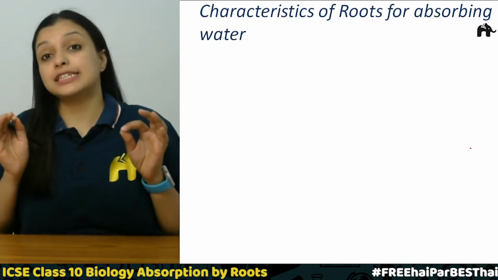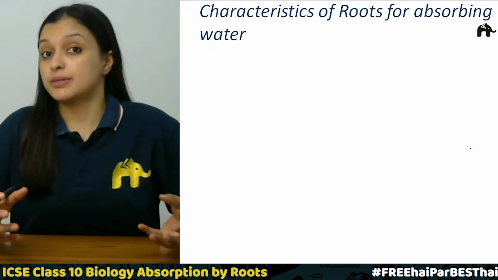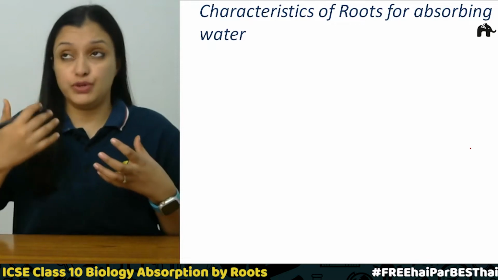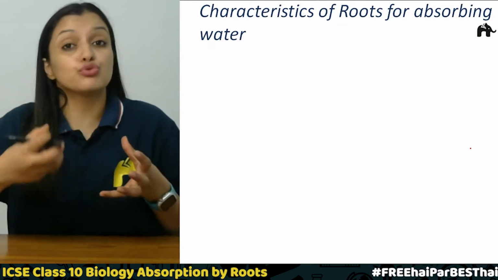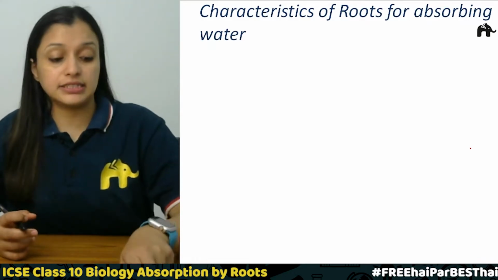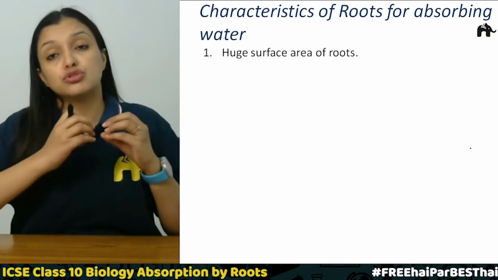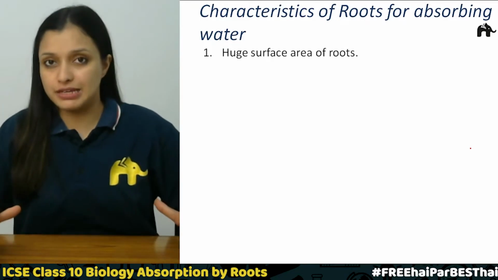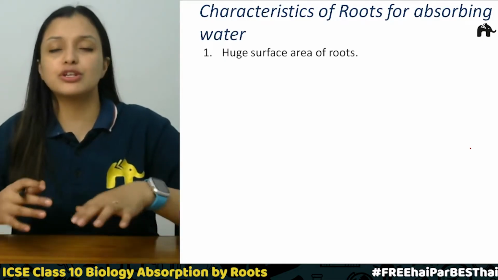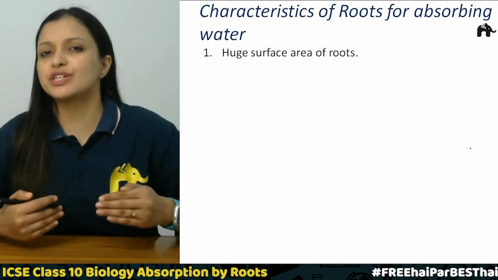Now the characteristics of roots for absorbing water, right? So we know that roots absorb water. Now what are the characteristics which provide this ability to roots to absorb more and more water? So there are three characteristics. The first one is huge surface area of roots. So the roots have huge surface area, right? We will be discussing each of them in detail in the coming slides. So let us first just try to know what are those three important characteristics.